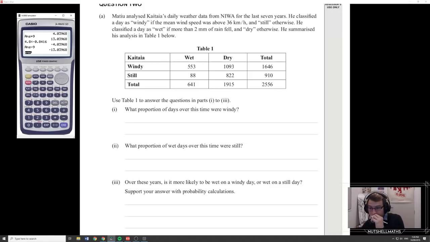This is how I teach it. I teach this concept of want over pool. The idea is how much you want over top of the pool of things you're selecting from. And in these sentences here, you often get given the pool first and then the want second. Often, not always, but often. So, what proportion of days over this time? This is my pool.